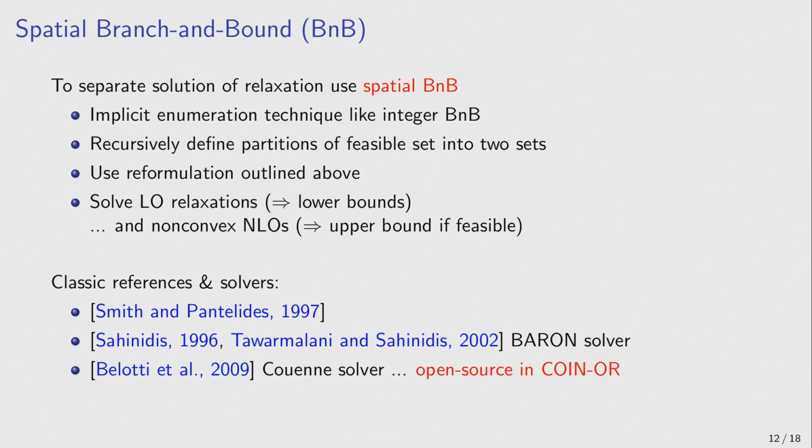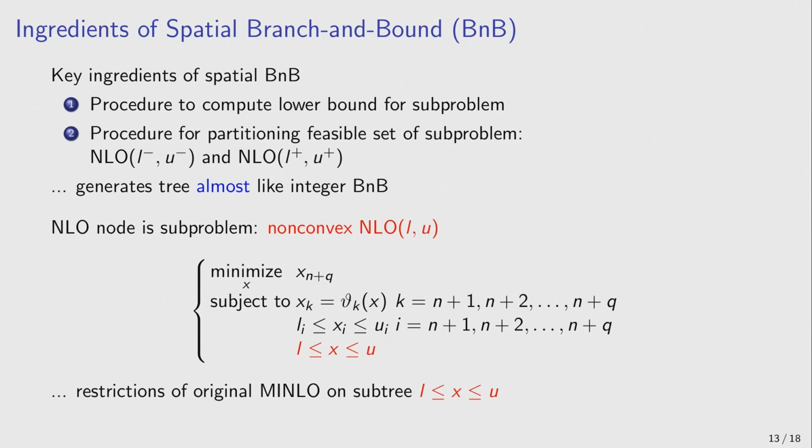And this is now standard in the optimization solver that we have. And so I'm going to describe this branch and bound routine. First of all, I'm going to need a procedure to compute lower bounds for my subproblems. And then I need to partition the feasible set.